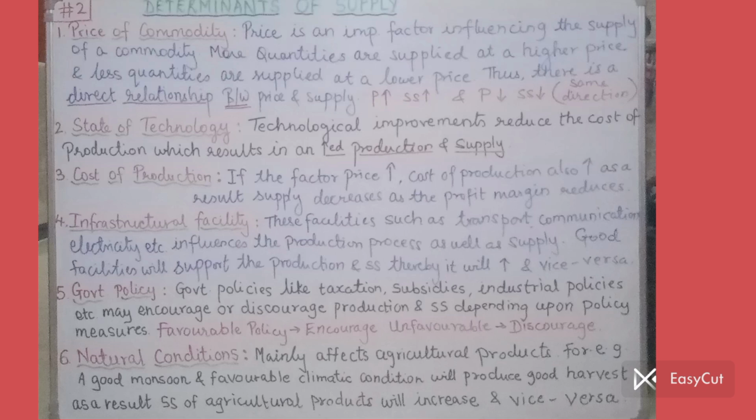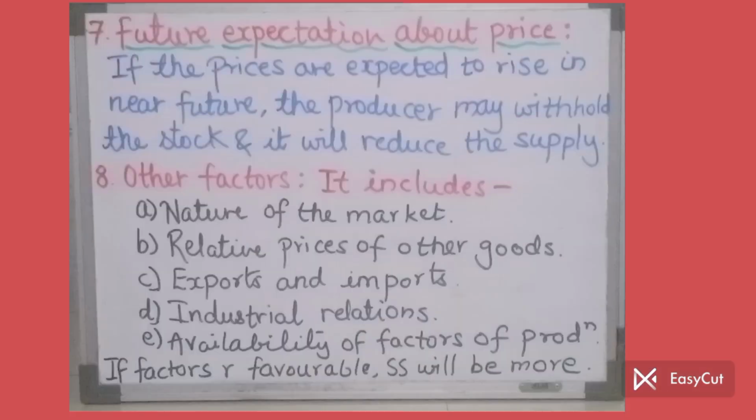Now we will move on to the next point. Point number 7, future expectation about price. Now see, it's a very common point. As a seller, just think that if the prices are expected to rise in future, suppose we feel that the price of a particular product is going to rise, then as a seller we will withhold the stock at present, we will not sell it, and hence the supply at present will be adversely affected. That means it will reduce the supply.